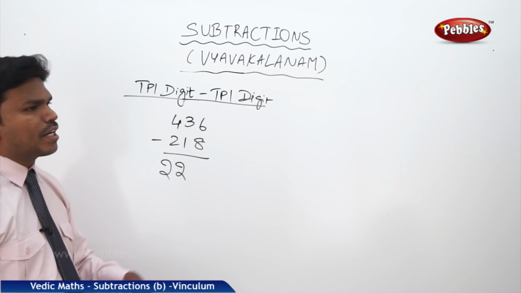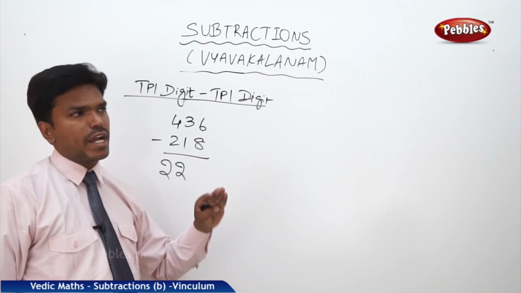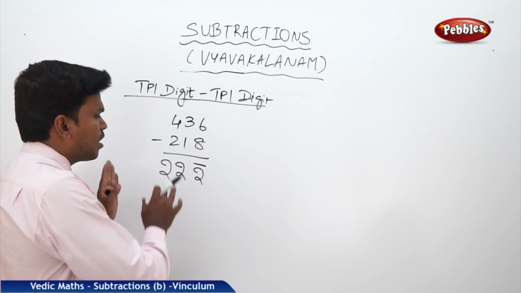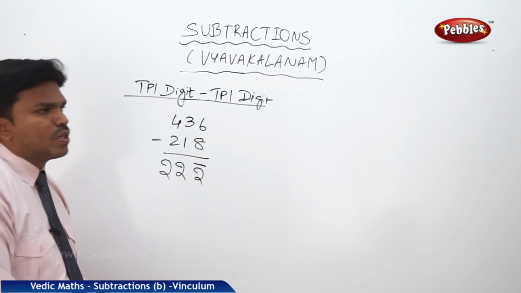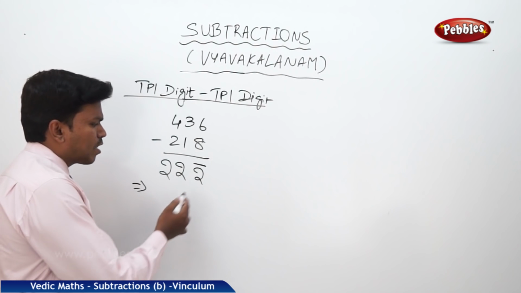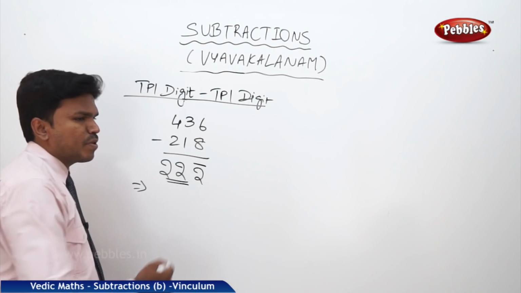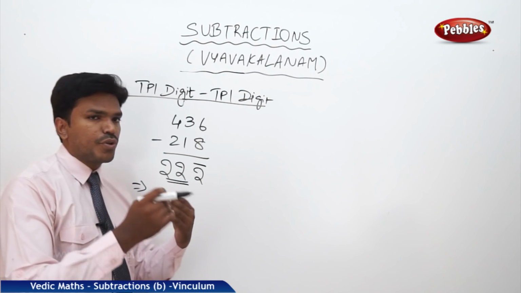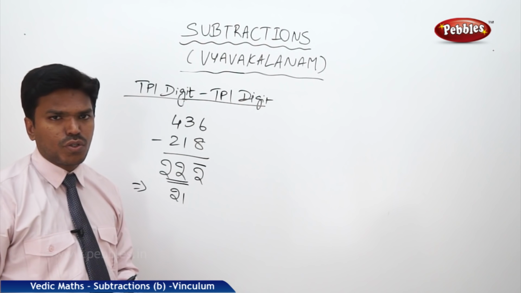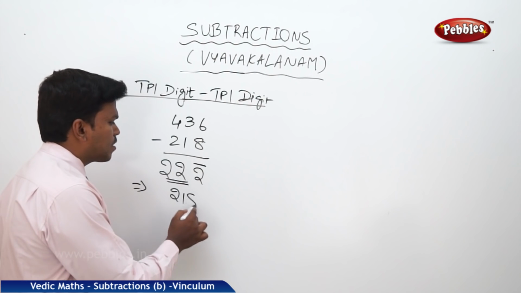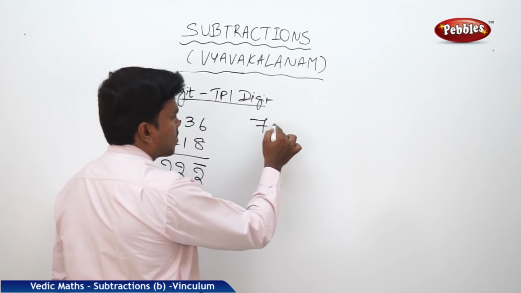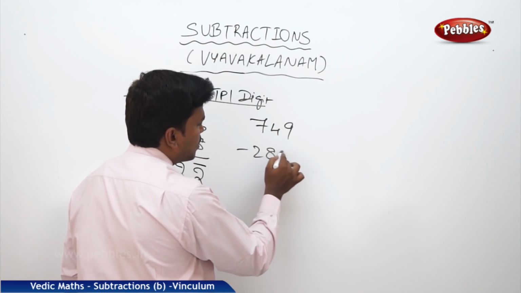Now 6 minus 8, it is not possible. So we will go reverse. 8 minus 6, 2 with a bar on it. Now I want to convert the Vinculum number into the normal number. So how will we convert? In the same way, just like we did, the number before the bar is how much? 22. So reduce 22 by 1. How much will it become? 21. Now what is the complement of 2? 8. So what is our answer? 218.